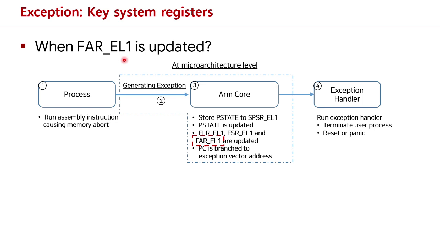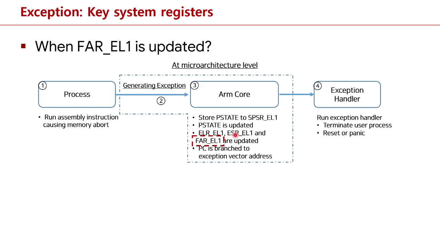Now let's look at when this register is updated. Just like the ESR_EL1 register, the FAR_EL1 register is updated during the generation of an exception. Just like the ESR_EL1 register, this register is updated at the microarchitecture level when the ARM core generates an exception. The workflow of how the exception is generated is identical, and was already explained in the previous lecture, so I just skipped this operation.